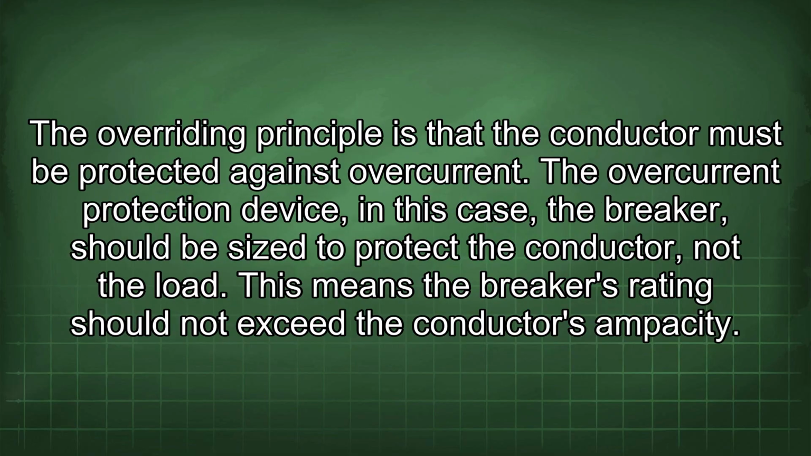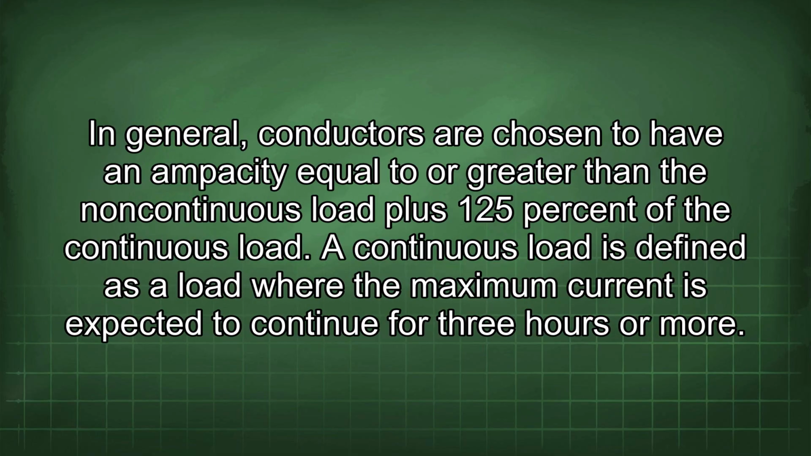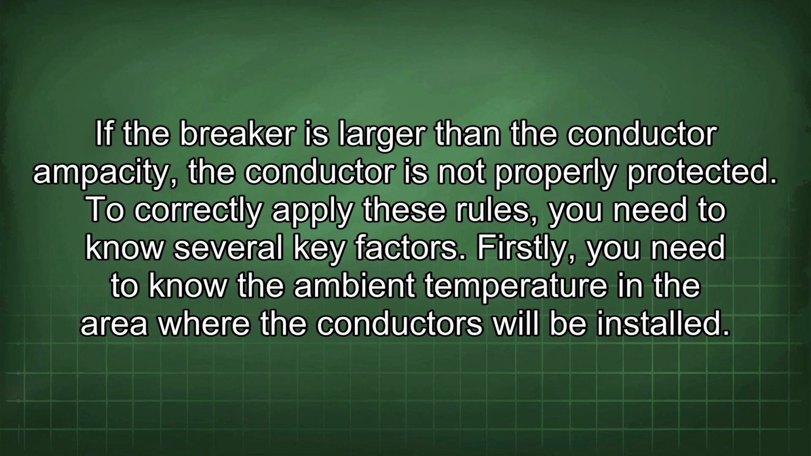The overriding principle is that the conductor must be protected against overcurrent. The overcurrent protection device, in this case the breaker, should be sized to protect the conductor, not the load. This means the breaker's rating should not exceed the conductor's ampacity. In general, conductors are chosen to have an ampacity equal to or greater than the non-continuous load plus 125% of the continuous load. A continuous load is defined as a load where the maximum current is expected to continue for 3 hours or more. If the breaker is larger than the conductor ampacity, the conductor is not properly protected.